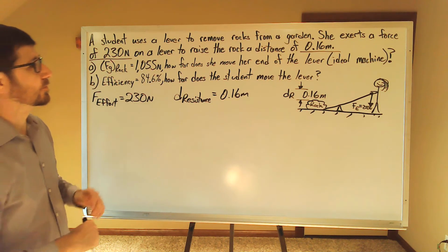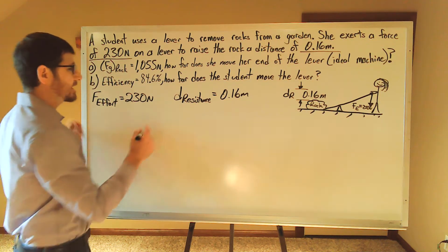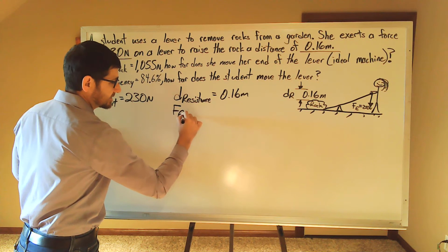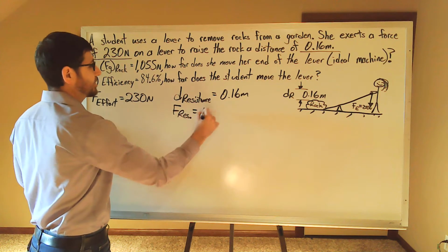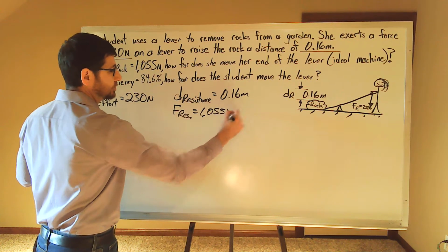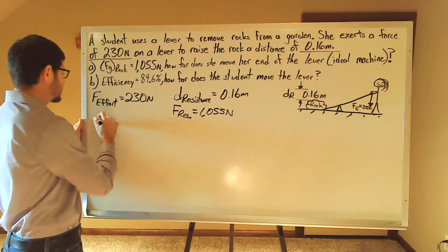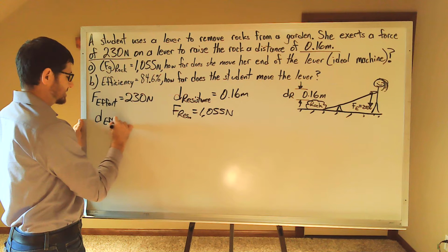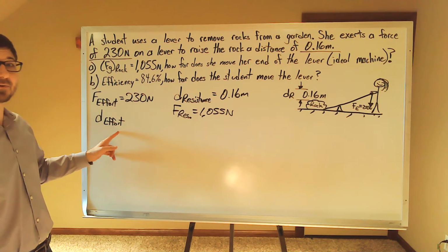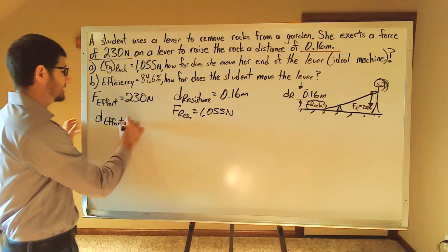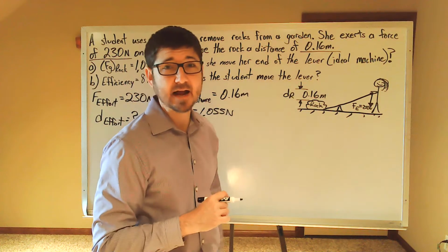How far does she move her end of the lever if the lever is an ideal machine? So we have our resistance force, which is the weight force of the rock, 1,055 newtons, and it wants to know how far she moves her end of the lever. So this is going to be the effort distance. So I have D to represent distance, and I'm using the subscript of effort. That is our unknown.